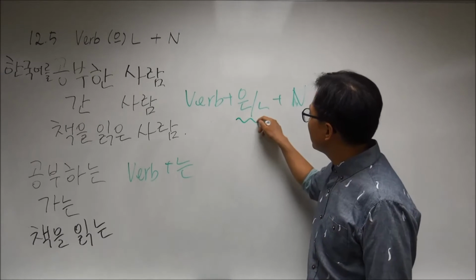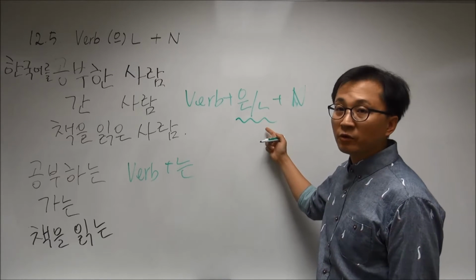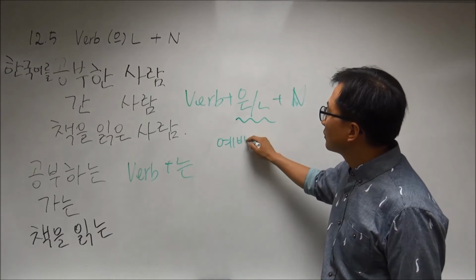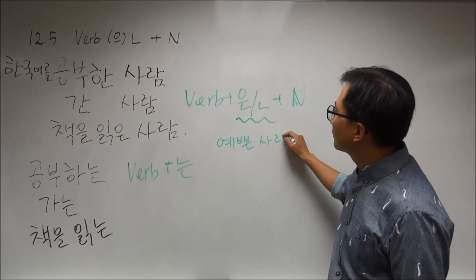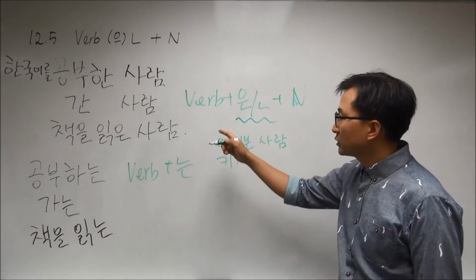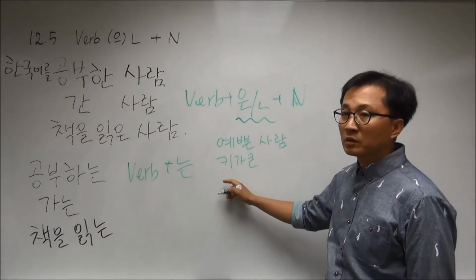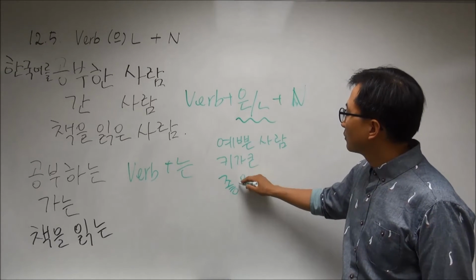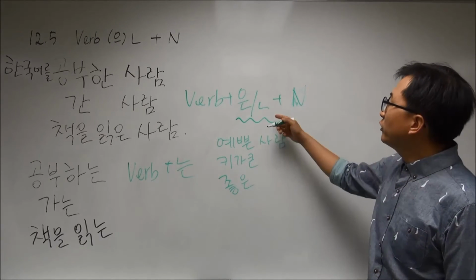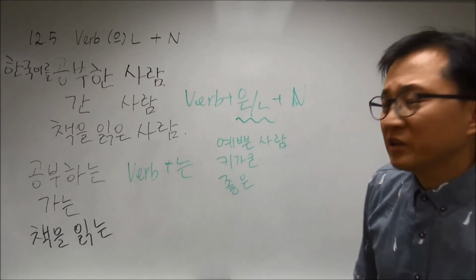Wait a minute. This is really familiar, right? When did we use this form? Do you remember? 예쁜 사람, 키가 큰 사람. And what did we say? Adjective. 키가 큰 사람, 예쁜 사람, 좋은 사람. So actually this form was for adjectives. But if we use this form after a verb, that means past form. So this is kind of confusing, right?